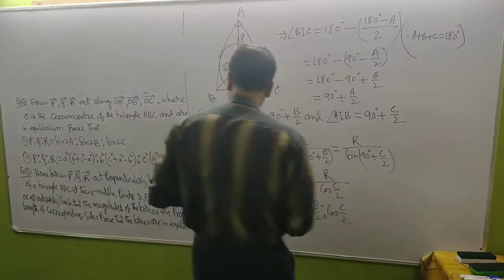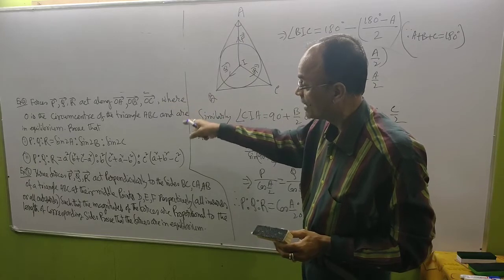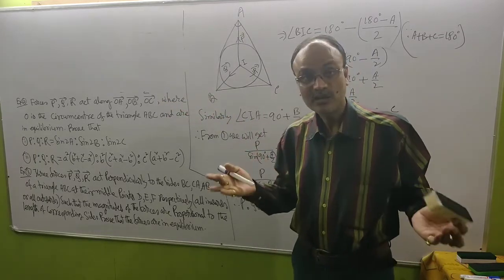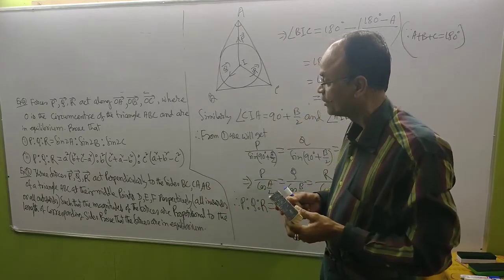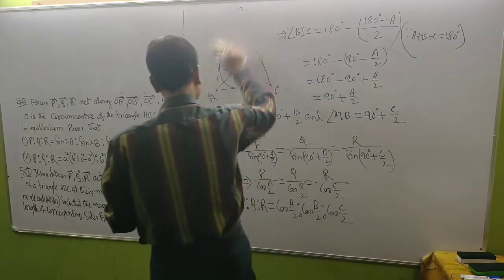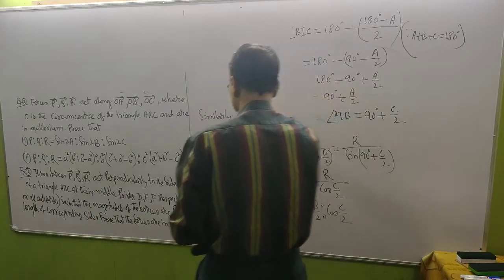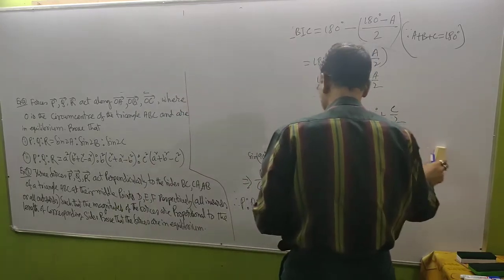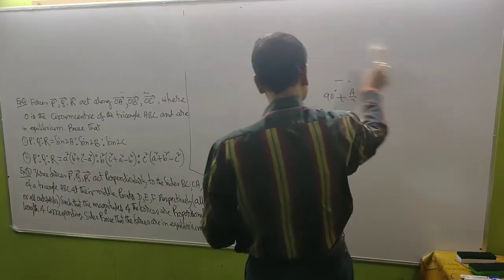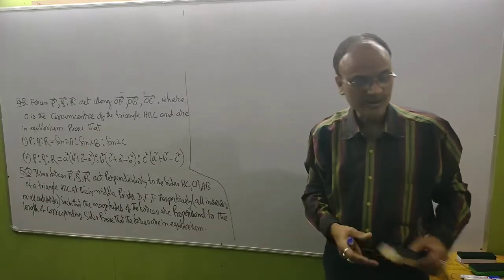Now, let us try to prove number 2. Forces P, Q, R act along OA, OB, OC, where O is the circumcenter of the triangle ABC, and are in equilibrium.